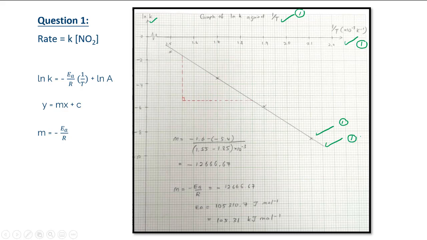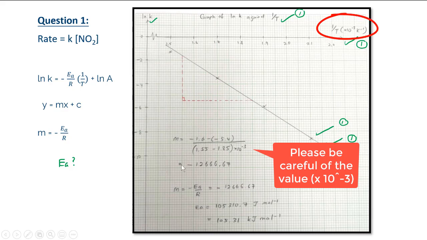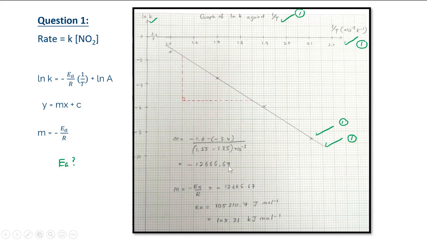Next thing we want to do is to find the gradient, because the question requests for activation energy. So we want to find the gradient. Put your dotted line to find the gradient inside the graph. Remember that when you find the gradient, try not to find it from the points themselves. You can find the gradient from the straight line, any point, as long as you can read the numbers easily. So the gradient is roughly about -1 to 66.67.